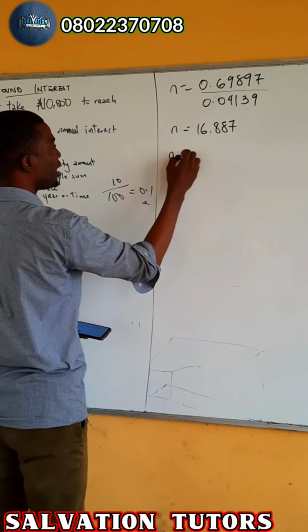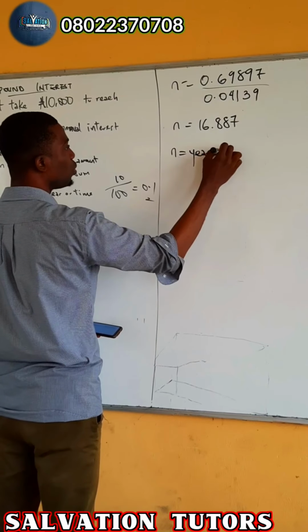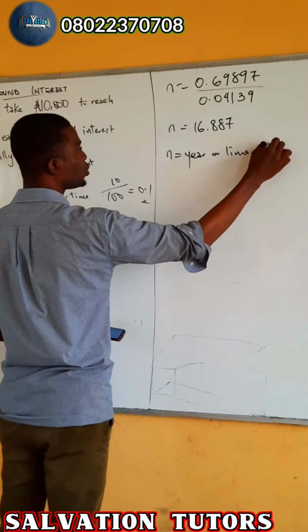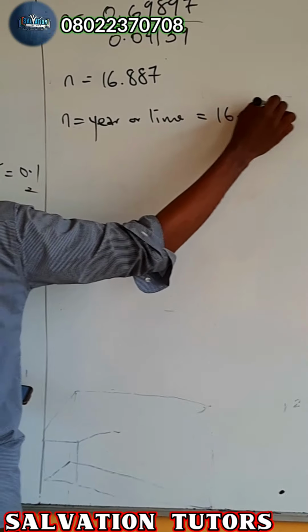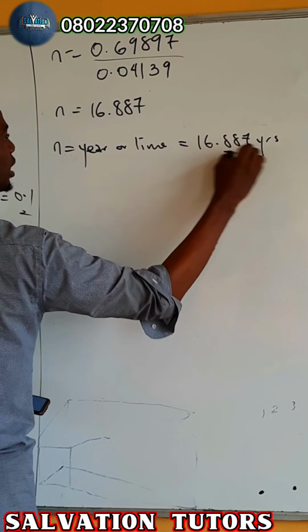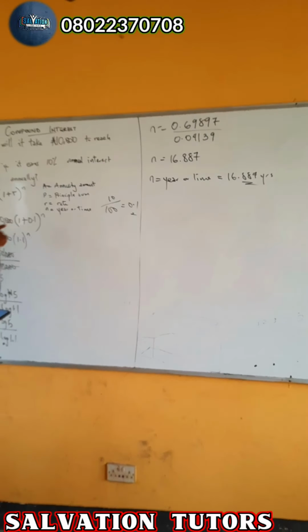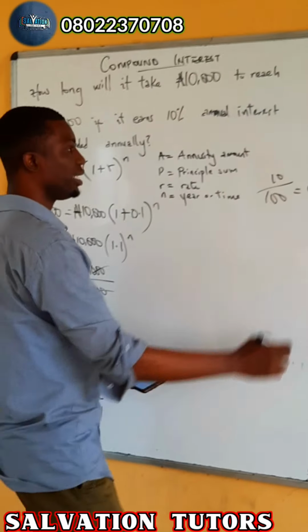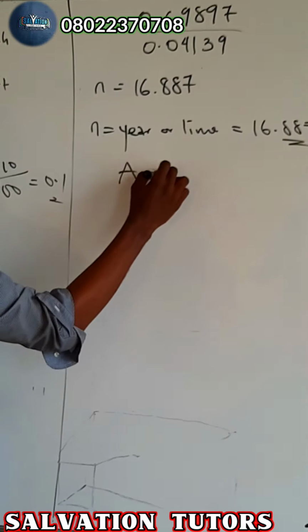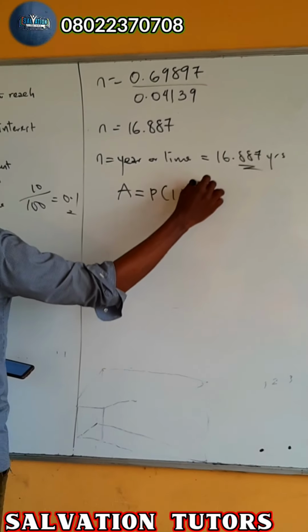So we say n, or time, equals 16.887 years. Now, how can I test to be sure that this is accurate? I'll go back to the formula again. I will say A equals P bracket 1 plus R raised to power n.